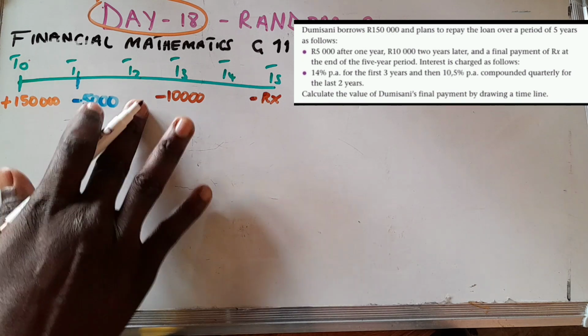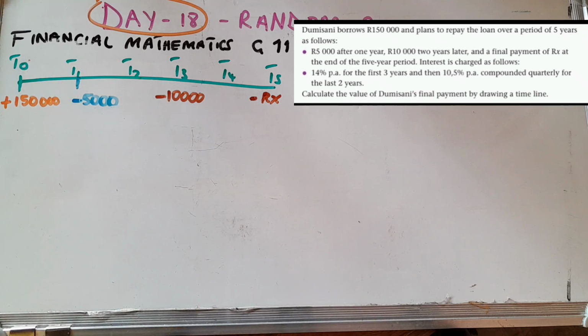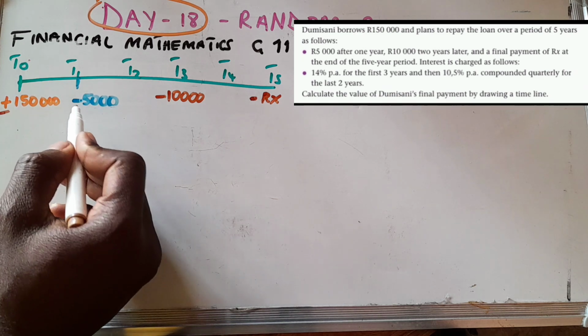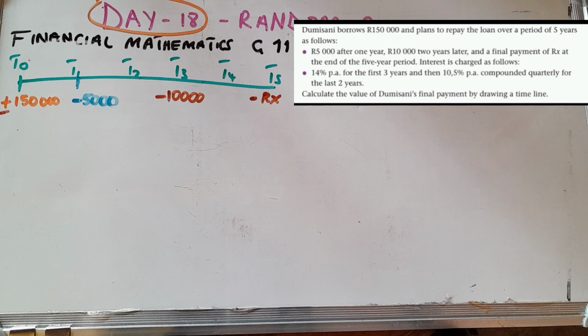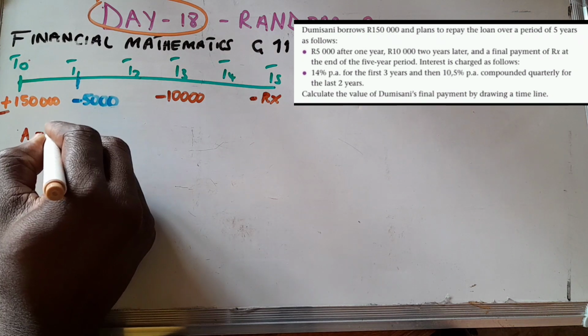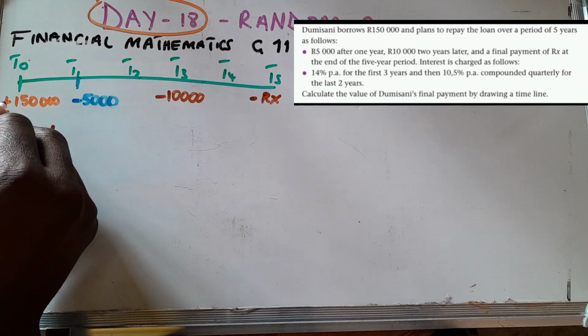So what do we do now? We take this as any other transaction that we used to do when we are dealing with deposits and withdrawals, because here we can see that it is a positive, negative, negative, negative. So we can say the accumulated amount is equal to the loan, right? So the loan, what is happening to the loan?